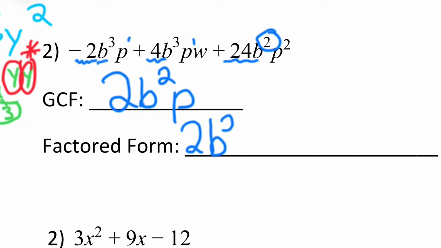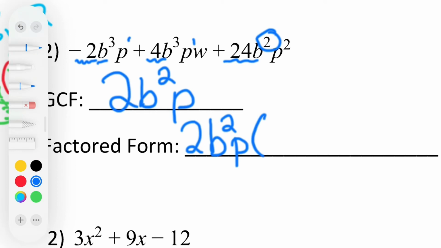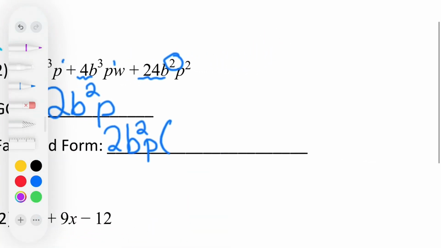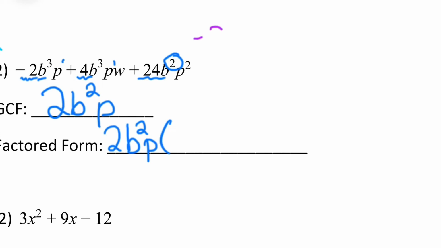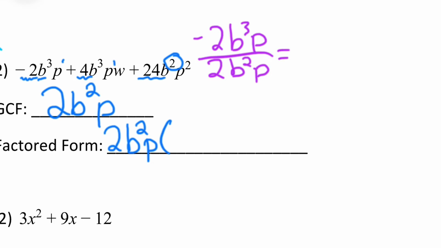So our GCF is going to come out front, and then we're going to factor this out. Let's do purple. So I have negative 2b third times p over 2b squared times p. So negative 2 divided by 2 gives me negative 1. My b to the 3 minus 2 because we're dividing, and my p's cancel out.